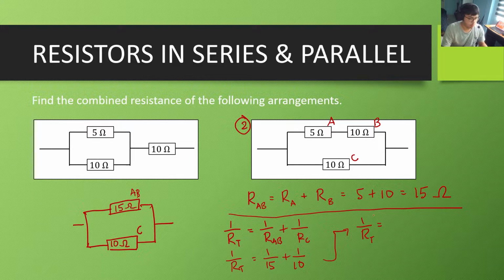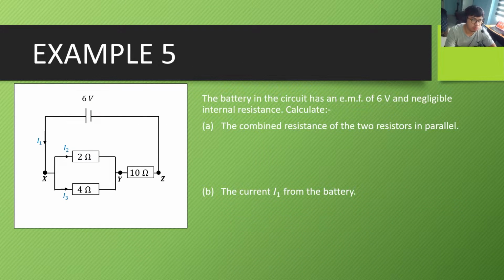And this will give you 1 over 6, but that's not done. You have to flip this around. And the total resistance of these three resistors, or the effective resistance of these three resistors, is equal to 6 ohm. Now, how do you do a circuit where you have a series and parallel connection, like example 5 here?